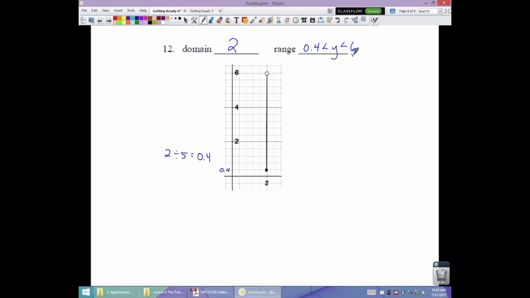Now, this is a little different because there's a solid dot on the 0.4, meaning we include that one. But an open dot up here at y equals 6. That means we don't actually reach 6. We get to 5.999999, but we don't hit 6. So do not include the right-hand value there, the 6.